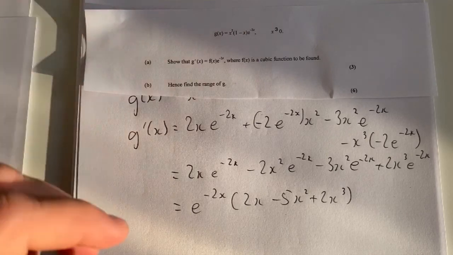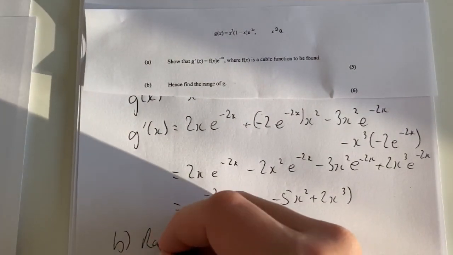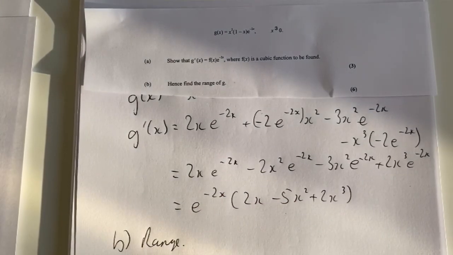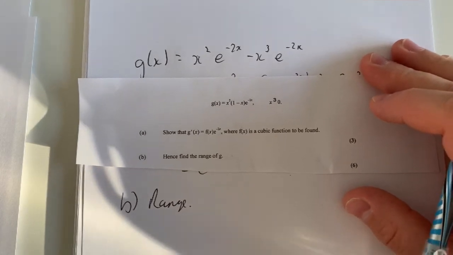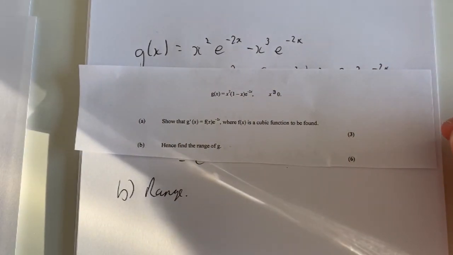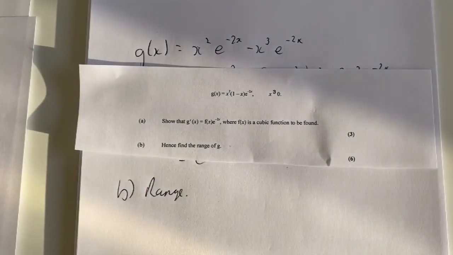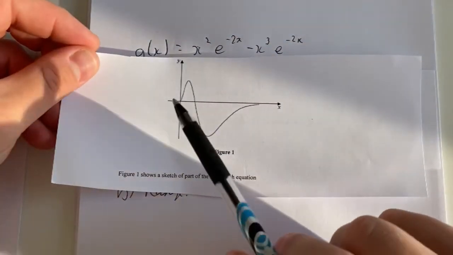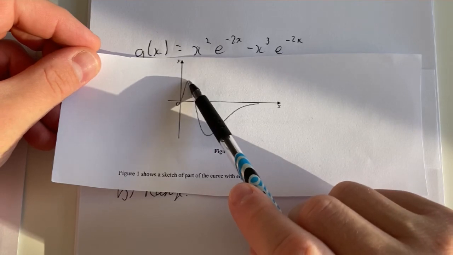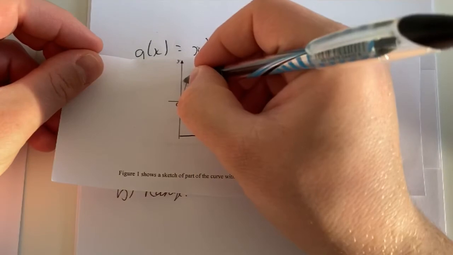Hence, find the range of g. So the range essentially is the y values you can get in the function. So we want the highest y value and the lowest y value, and the range would be an inequality that says g of x can be anywhere between these 2 points. This is kind of where the graph comes back in. So we need to find out this point here and this point here and what their y coordinates are.